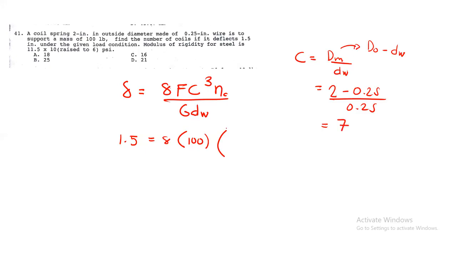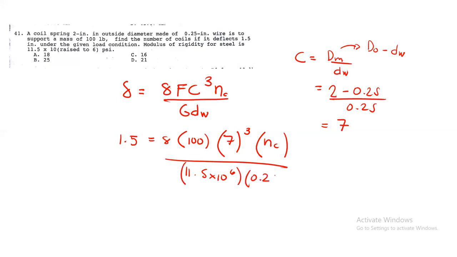So 7 yan. So 7 raised to 3 times number of coils divided by G. So ilan yung G natin dito? 11.5 times 10 raised to 6 times 0.25. So makuha natin yung N dito. So N is equals to 15.7 is equals to 16. So the answer is letter C.